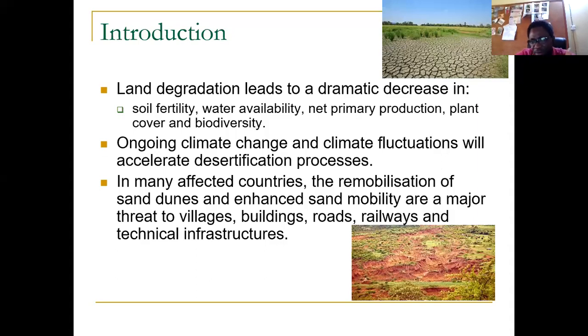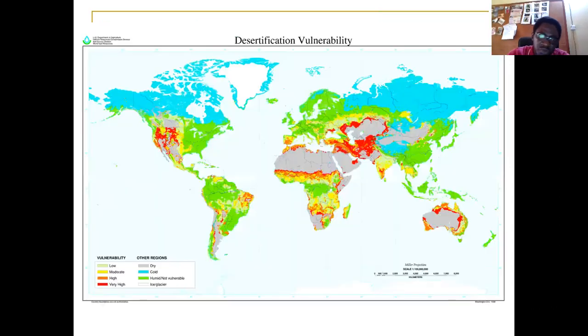And the remobilization of sand dunes, those aggregated sands that result particularly from wind erosion, can pose a threat to villages, to buildings, to roads, to infrastructure. And this here shows you the vulnerability of different parts of the world. You can see the red indicates that there is high vulnerability of such areas to desertification or desert encroachment.